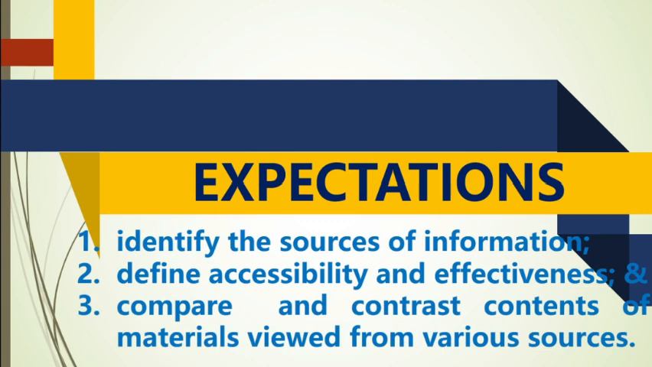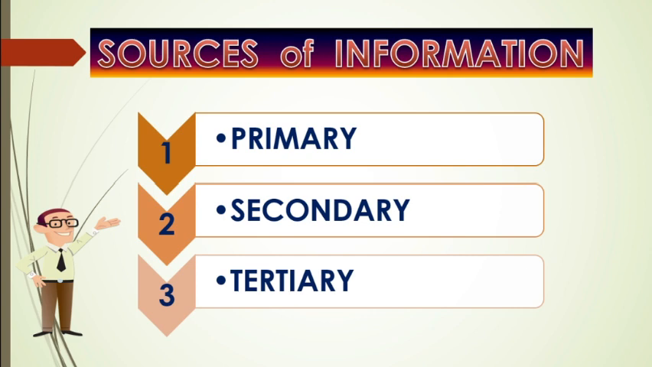You are expected to identify sources of information, define accessibility and effectiveness, and compare and contrast contents of materials viewed from various sources. Let's start with the sources of information. These are classified into three. We have primary documents, secondary documents, and tertiary sources.